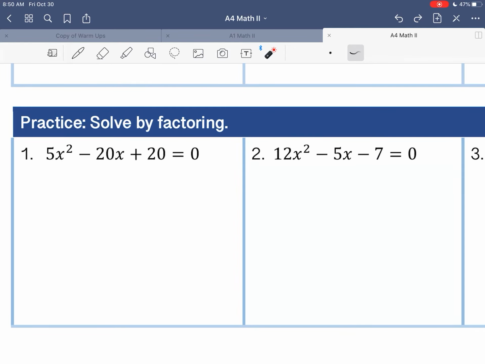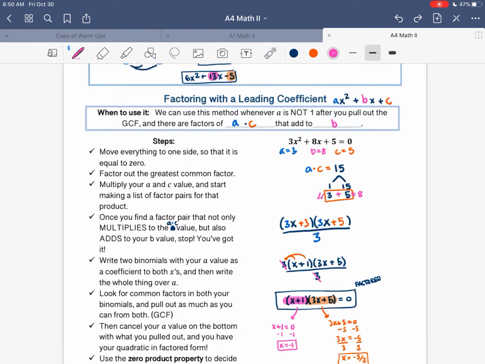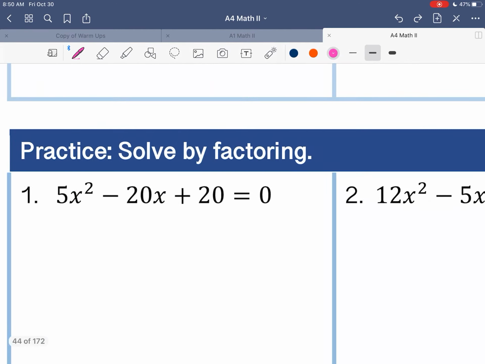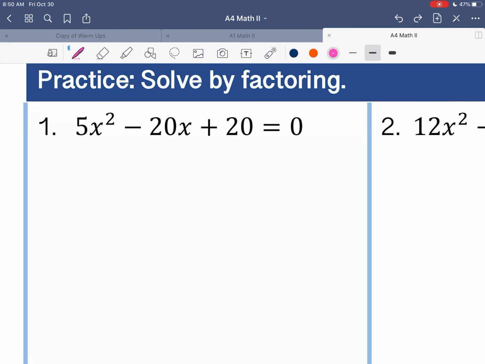I'm going to go down to here, and we're going to practice solving them. So again, same process, except we just keep going to get an x equals at the end. So our a times our c value, oh, interesting. Notice that this one, 5, 20, and 20, all have something in common. And that's where this step comes in, where it says factor out the greatest common factor. This one has a greatest common factor already between all of those numbers that we can just divide out to make our lives easier. So I'm going to divide both sides by 5.